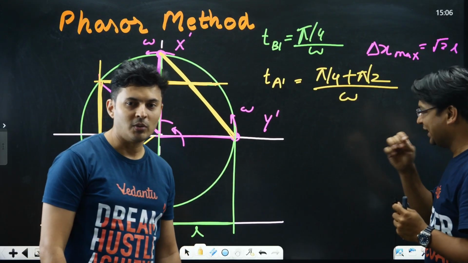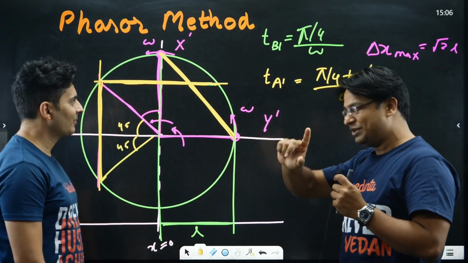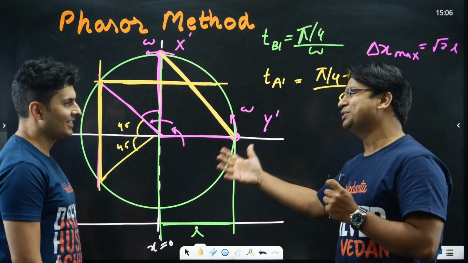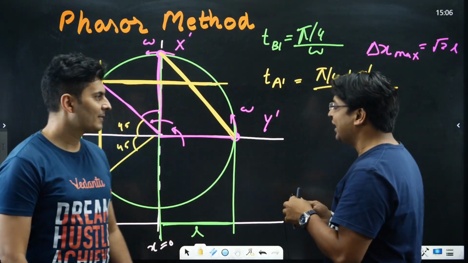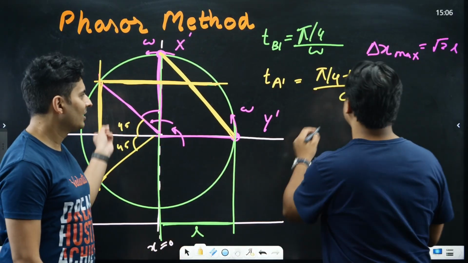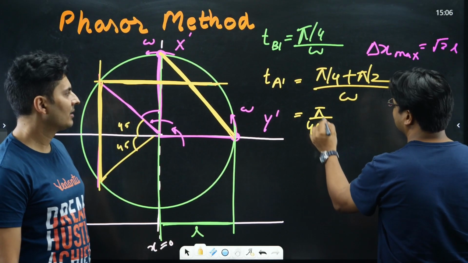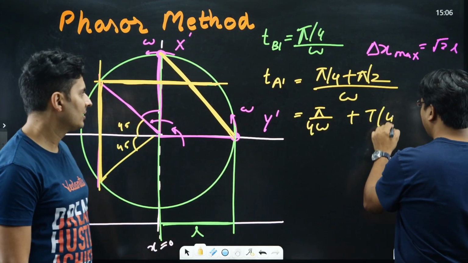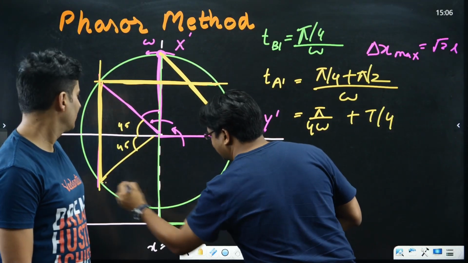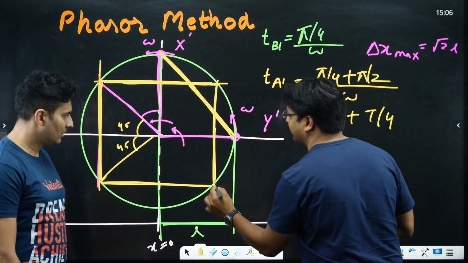Okay. And now, students, I think you should be good enough to predict what is going to happen next. If I ask you to comment on what is happening now, then after exactly T by 4, this pi by 2 by omega is basically pi by 4 omega, that is the previous value, plus T by 4 is what we have got. And now from this time, after another T by 4, the rod will become horizontal. After another T by 4, the rod will become vertical.